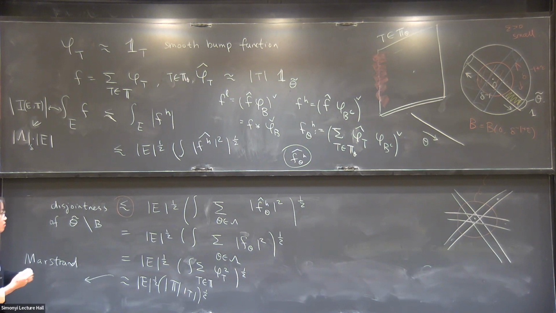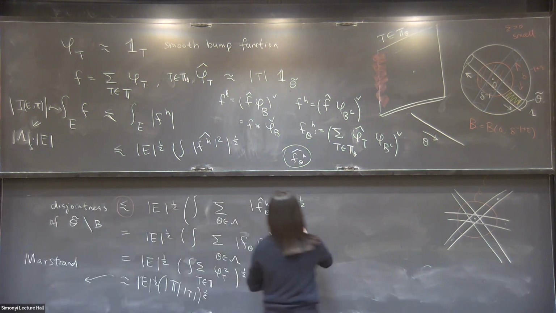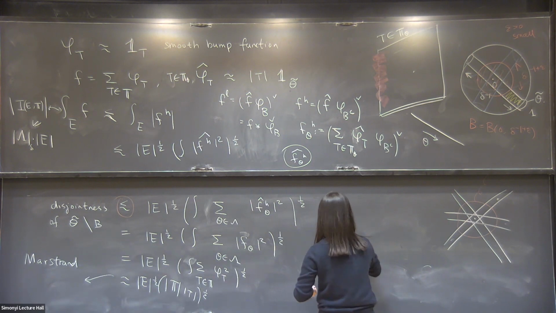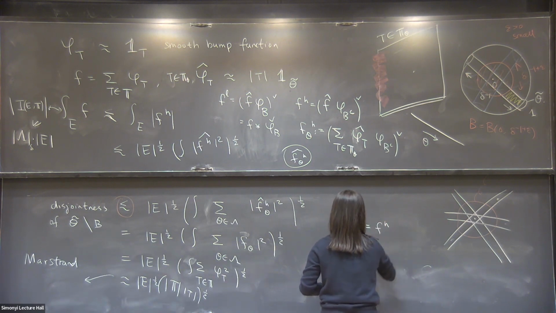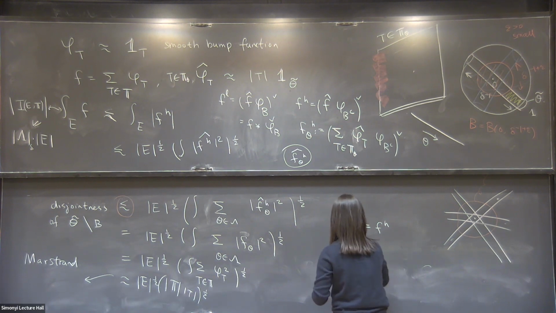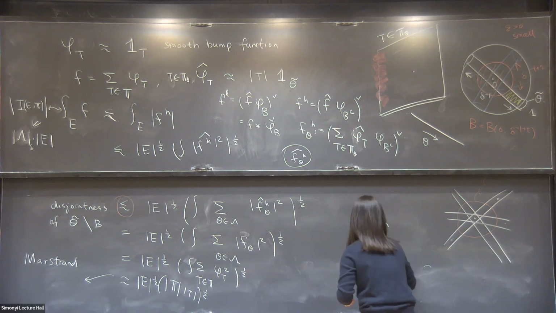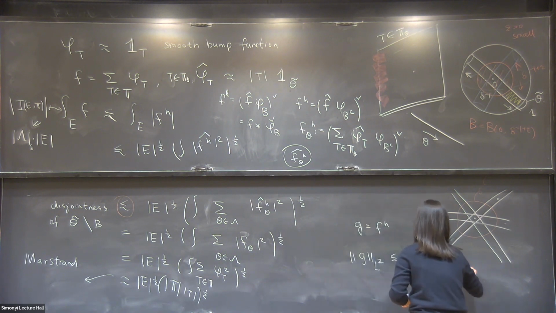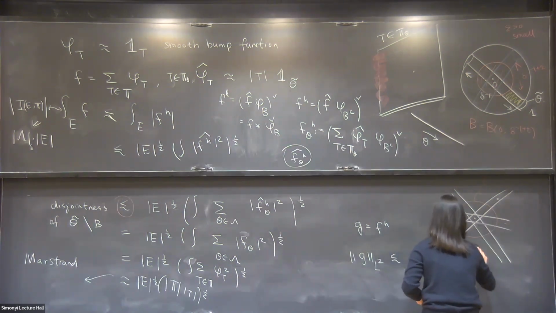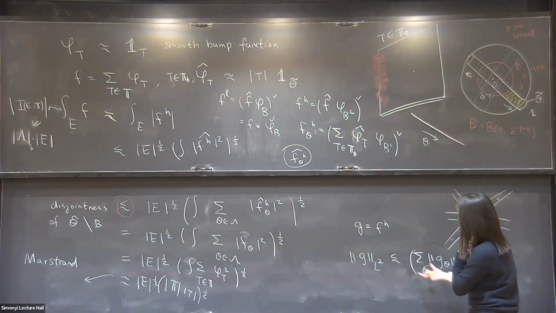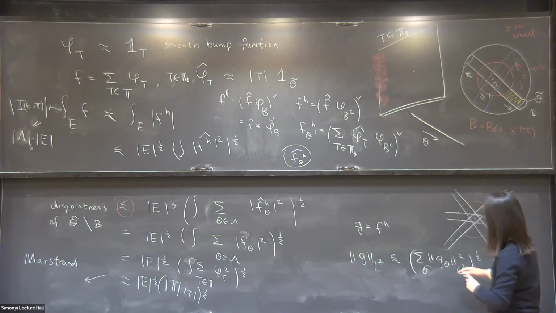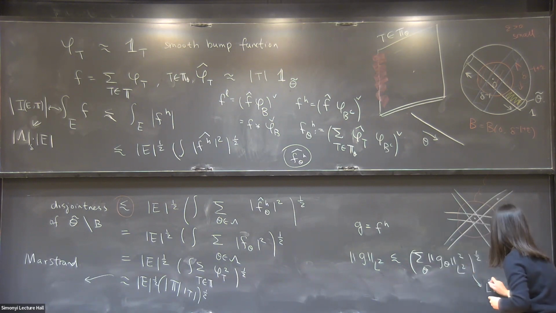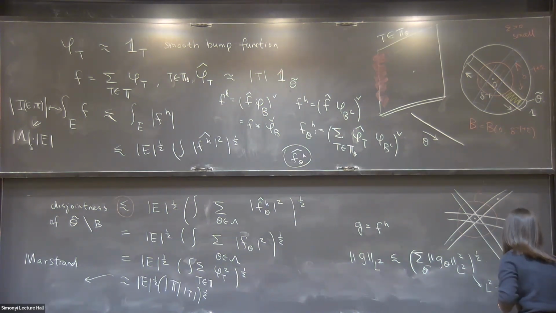One might ask, can we do something better? So let me write out what this step says. We have, let's say G is F H, and it says that it's a theorem of this type. You can also give it a name called L2 decoupling. That's the decoupling inequality that we are going to discuss.